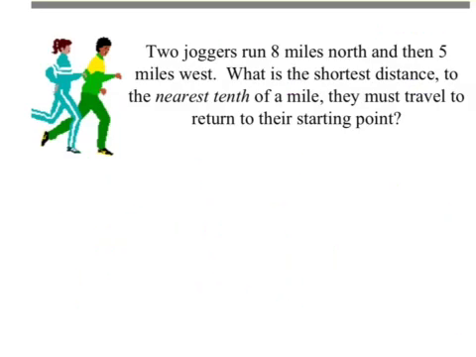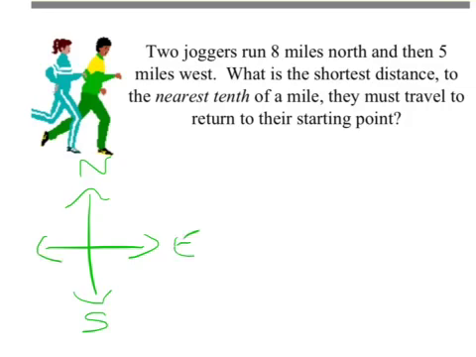Next problem gives us an application of two joggers, and it talks about running distances. So before I start that, I'm probably going to want to draw a directional arrow. We've got north and south and east and west, just so I can keep my bearings straight. Next, I want to map out the problem, and remember, when I use the Pythagorean theorem, I want a right triangle. So I pick a point and I show that the joggers run 8 miles north. Might look something like this.